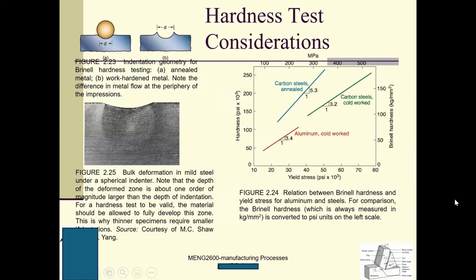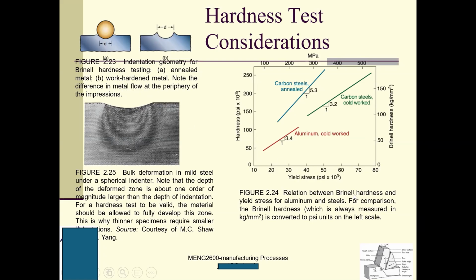So hardness testing consideration. So you can see, in addition, the geometry for the Brinell hardness testing is a spherical ball. This is annealed metal, and this is a work hardened metal. Notice the difference in metal flow at the periphery of the impression. Here is a bulk deformation in mild steel under a spherical indenter. You have a spherical indenter, and then you cut it using some machine, and you will see it looks this way.